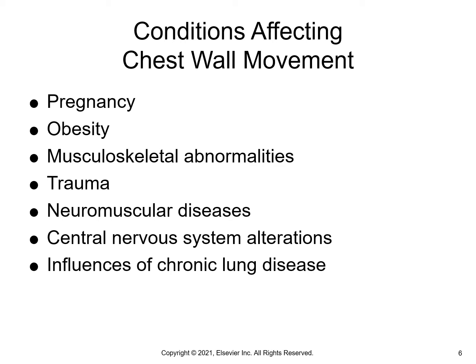Then you have the musculoskeletal abnormalities, and that's when you have impairment either from abnormal structure or muscular disease, neuromuscular disease, central nervous system diseases. You'll read about many of those as you go along. But the structure of the vertebral column also plays a role, like kyphosis, lordosis, scoliosis. They all affect the chest wall movement.